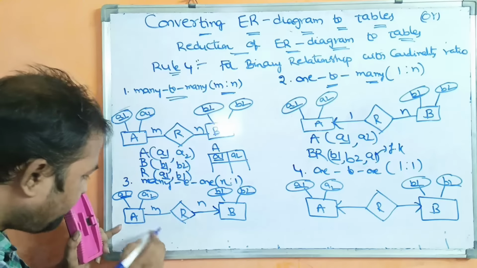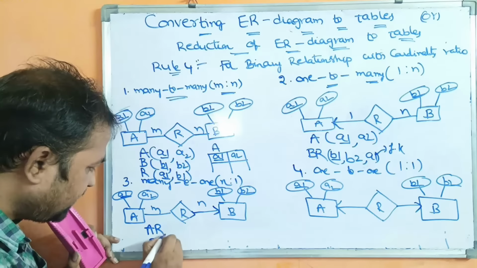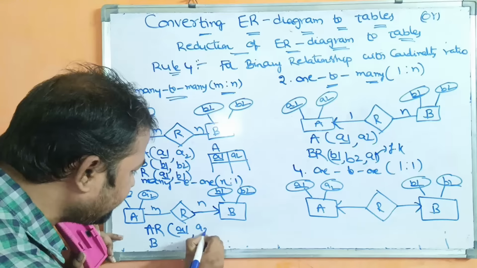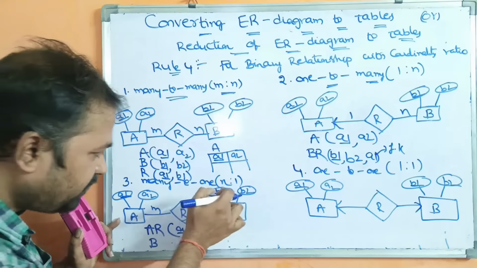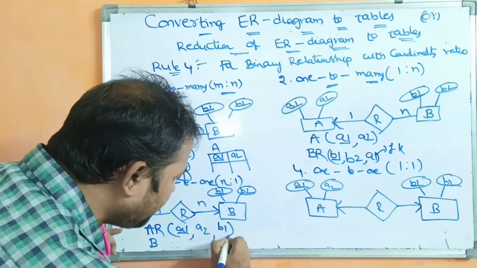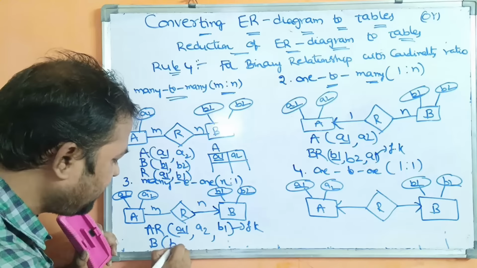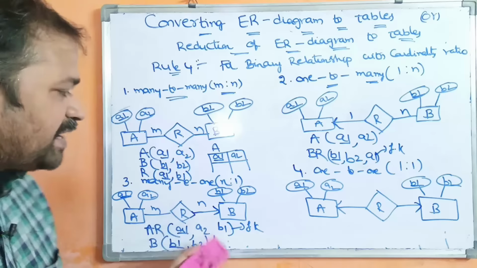So we have to combine A and R. So AR is one table, B is the second table. The attributes of AR are A1, which is the primary key, A2, and the next attribute: here we are combining A with R, so we have to include B1 also. B1 will become the foreign key of this table. Whereas B means B columns only, B1, B2. So here also 2 tables are required.